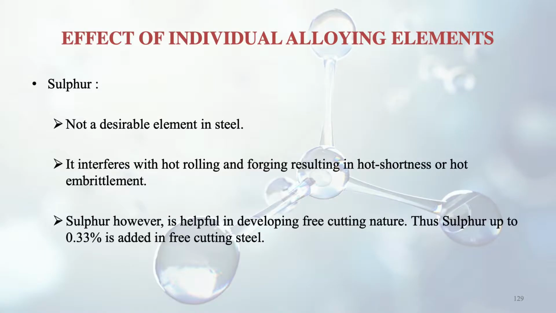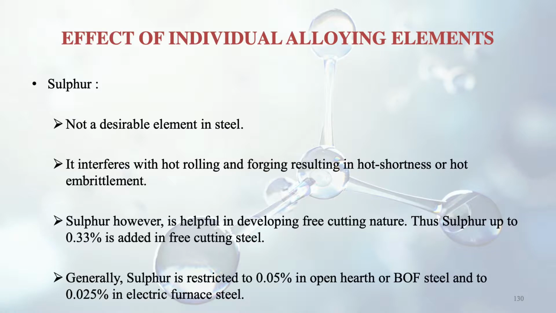And sulfur is helpful also in some cases. How? In developing free cutting nature. If we want free cutting in a tool, like suppose we are using this alloy steel as a cutting tool, then we need this sulfur, and it can be up to 0.33% in free cutting steel. So sulfur generally is restricted to 0.05% in open hearth or basic oxygen furnace steel, and to 0.025% in electric furnace steel. Like we have discussed earlier, sulfur has disadvantageous effects.